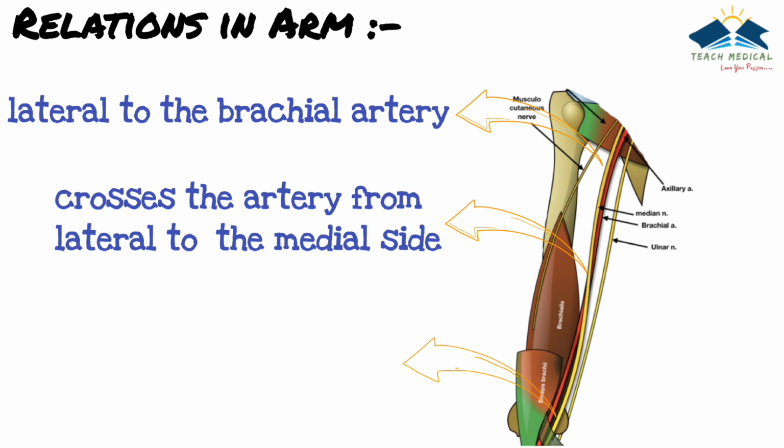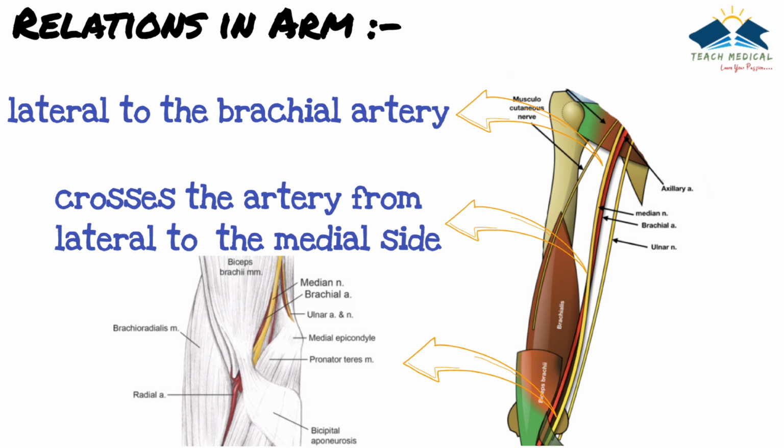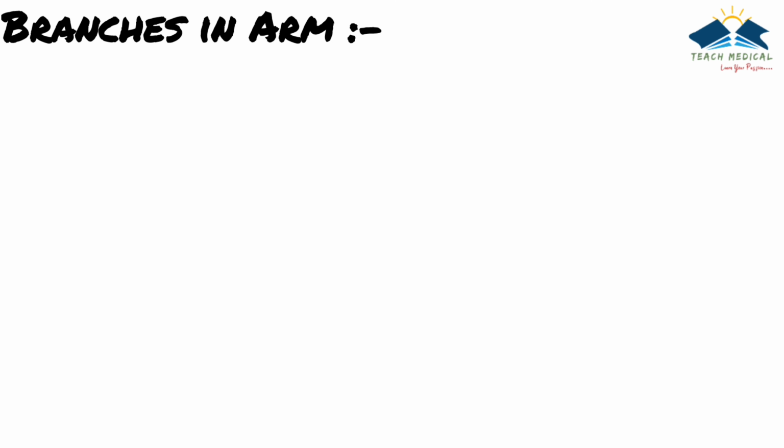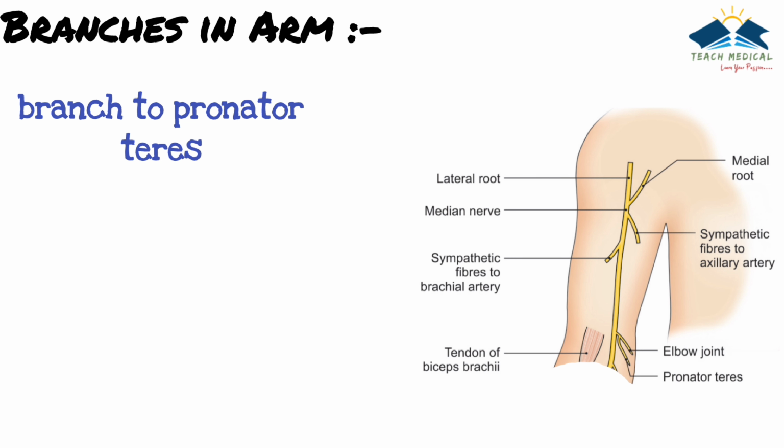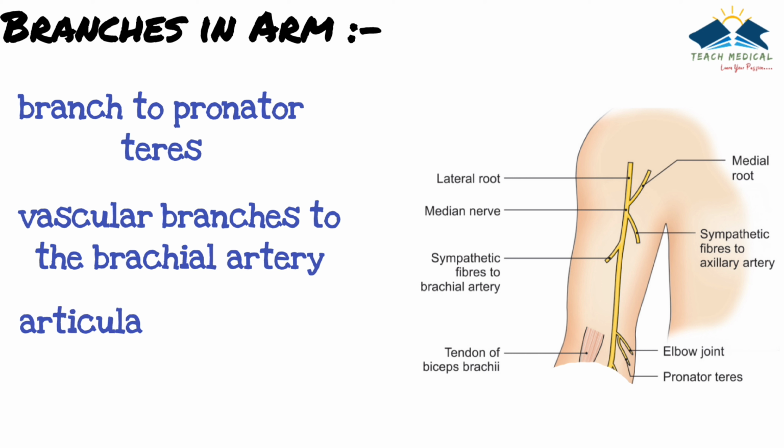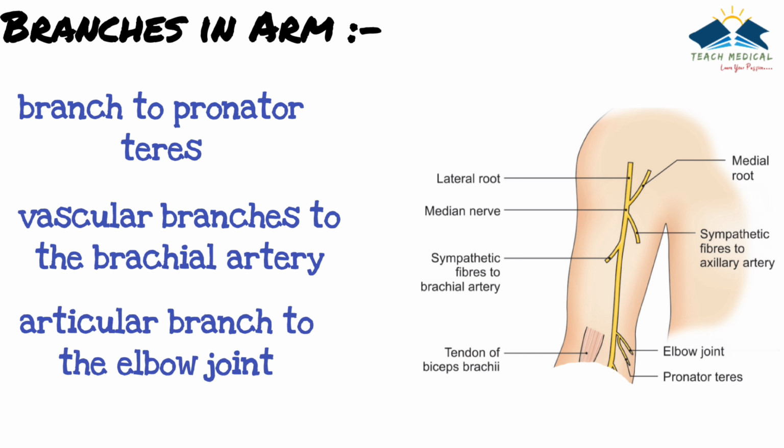And in the cubital fossa, it lies medial to the brachial artery, behind the bicipital aponeurosis, and in front of the brachialis muscle. Branches in arm. In the arm, the median nerve gives off a branch to the pronator teres just above the elbow, and vascular branches to the brachial artery. An articular branch to the elbow joint also arises at the elbow.